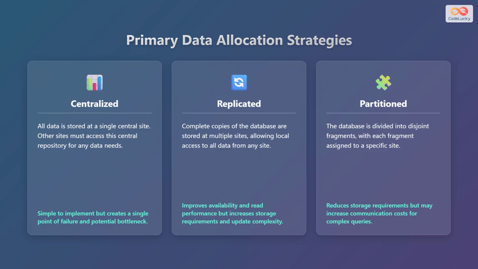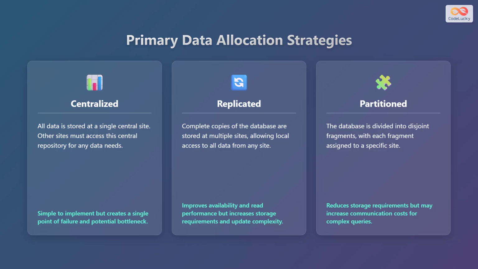Another strategy is replicated allocation. Complete copies of the database are stored at multiple sites, allowing local access to all data from any site. This improves availability and read performance, but it increases storage requirements and update complexity.